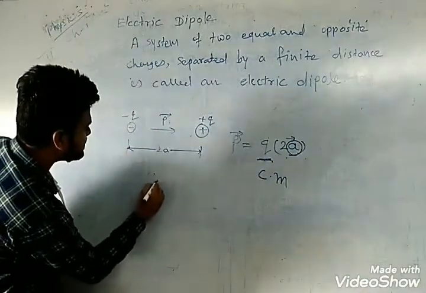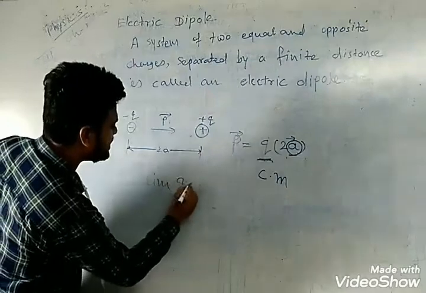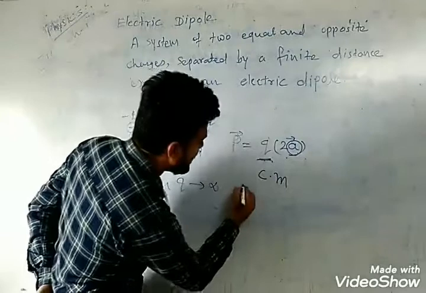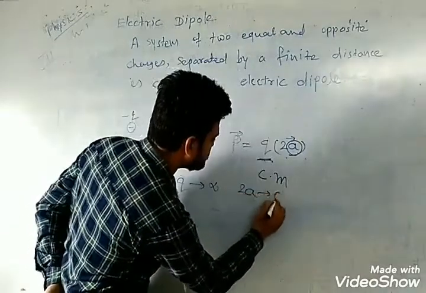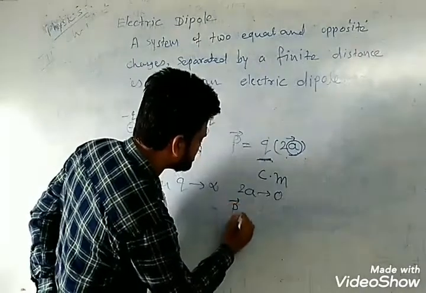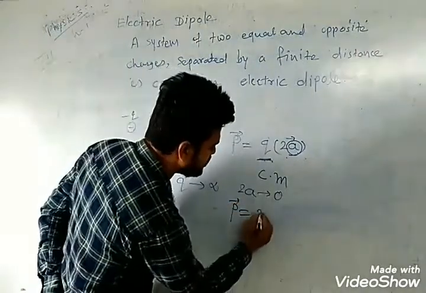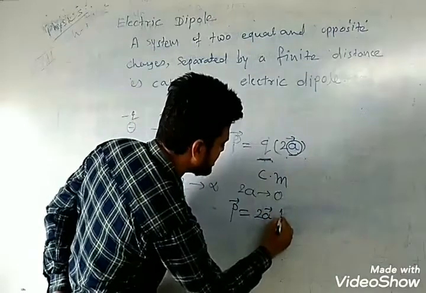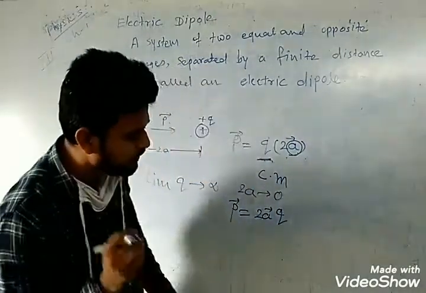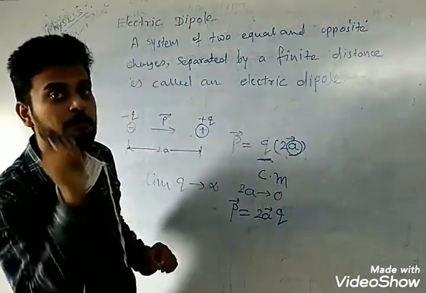If, in the limit, Q tends to infinity and 2a tends to 0, so that P is equal to 2a into Q, then the electric dipole is called a point dipole.